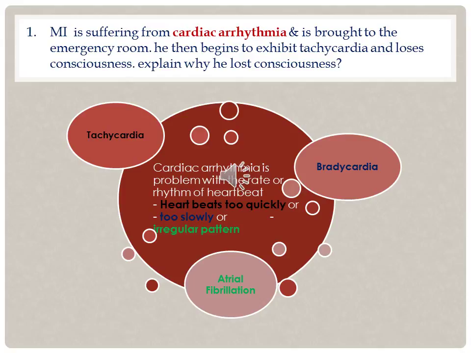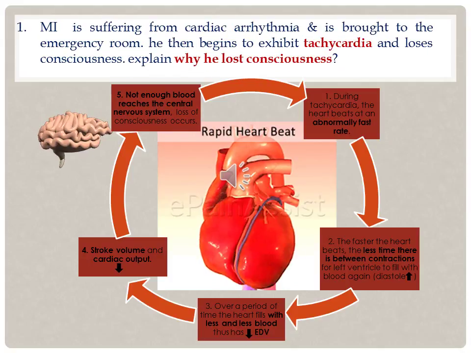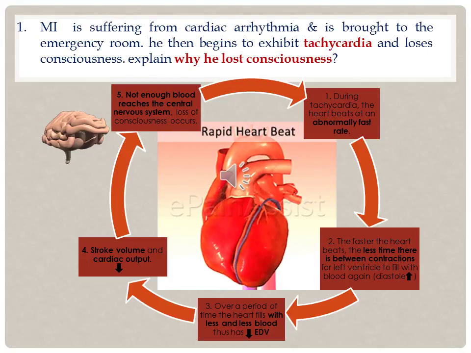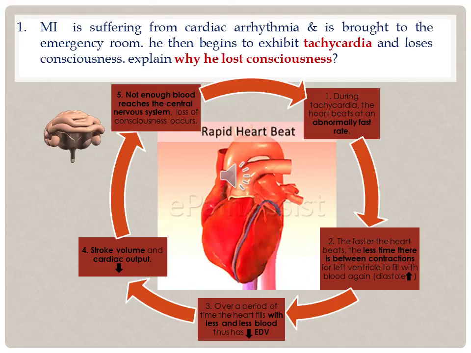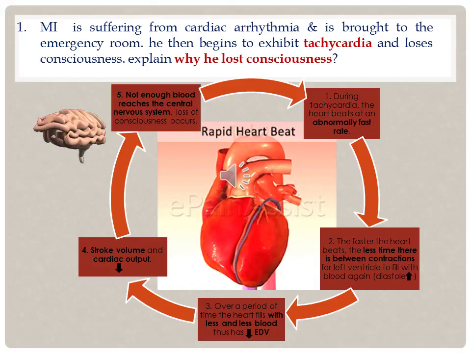Cardiac arrhythmia is actually a problem with the rate or rhythm of the heartbeat, in which the heart beats too quickly or too slowly. Too quickly is known as tachycardia and too slowly is known as bradycardia. And another one is an irregular pattern, which is known as atrial fibrillation. Okay, so now you know what cardiac arrhythmia is. Now I would like to explain how tachycardia actually causes the loss of consciousness.